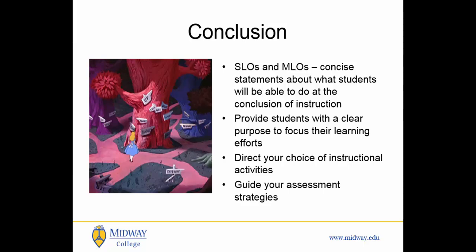Every program of instruction or course begins with a goal. This goal can be broken down into specific goals or learning outcomes and objectives. They are concise statements about what a student should be able to do at the conclusion of instruction. By clearly articulating learning outcomes and objectives, you provide students with a clear direction by which to focus their learning efforts. You also direct your choice of instructional activities and guide your assessment strategies and improve the effectiveness of your course.